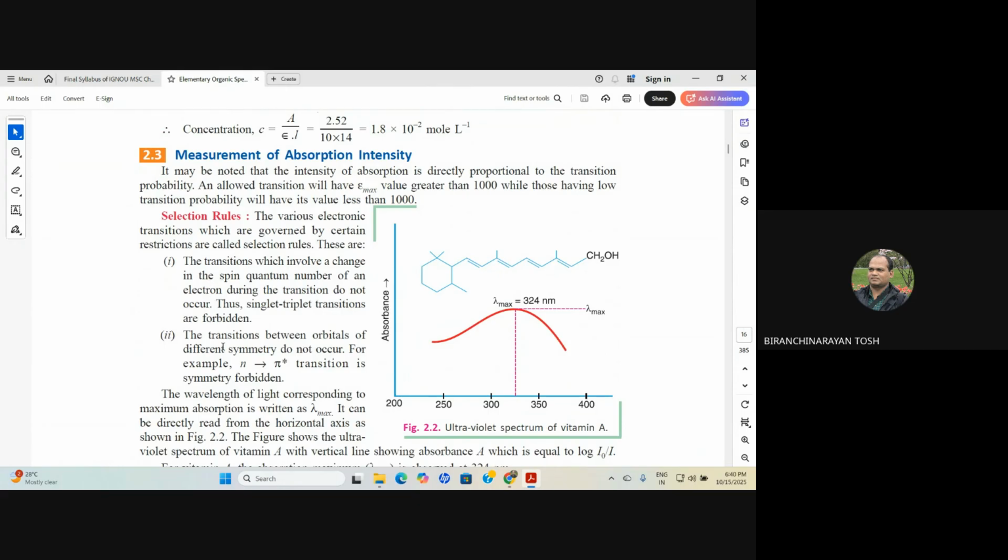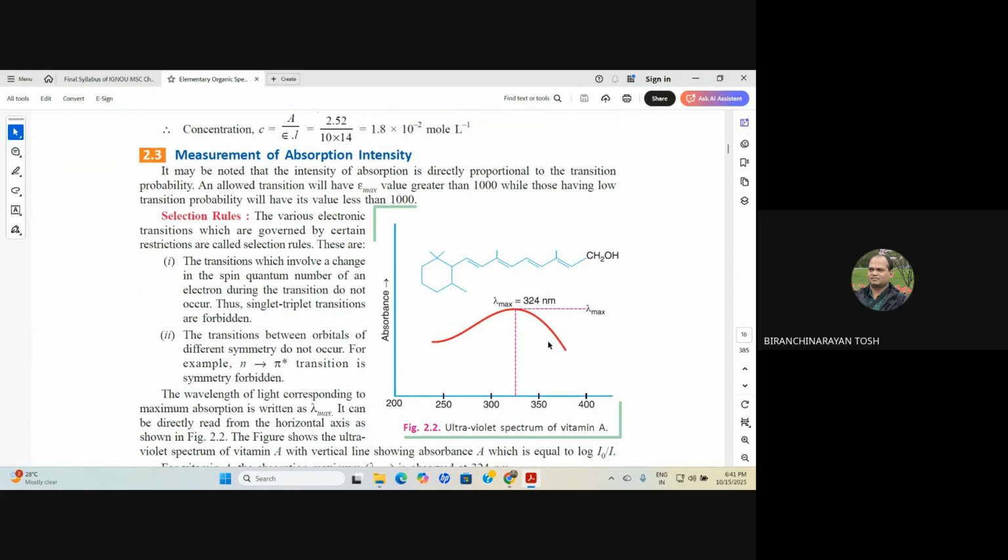This is one. Second, transitions between orbitals of different symmetry do not occur. For example, the n to pi star transition is symmetry forbidden, because pi star is symmetrical and n is unsymmetrical. So an unsymmetrical to symmetrical transition is forbidden. Forbidden in the sense that whatever absorbance there is, the intensity will be very low. Forbidden means we cannot rule it out completely.